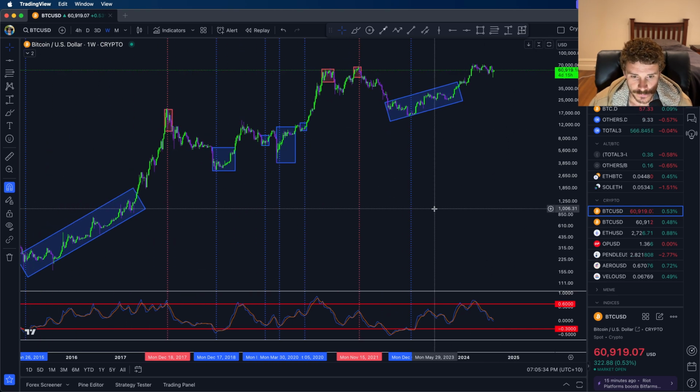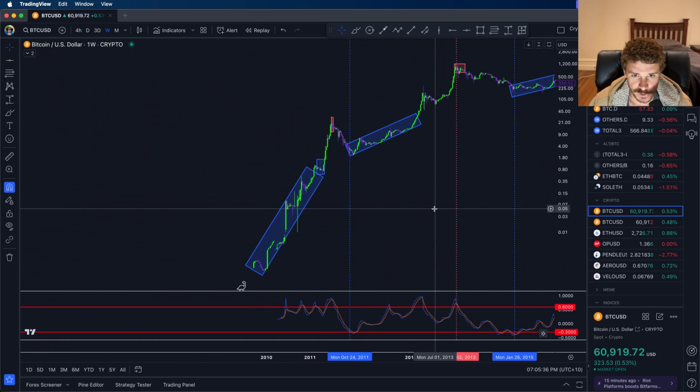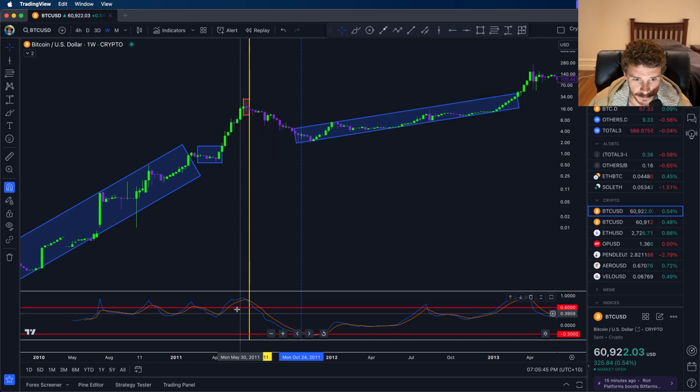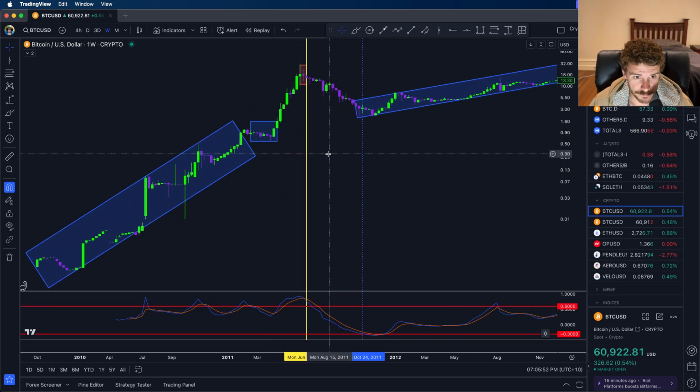And yeah, I'll show you something interesting here. So go back to the start. Okay, so 2011 peak. I'll draw these in yellow so you can see them nice and clearly. We had a cross here above the 60 line, okay, we had a correction straight after it. Bam, sell off.